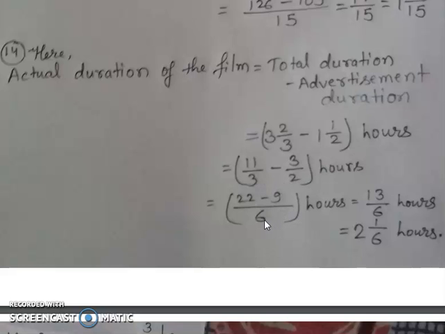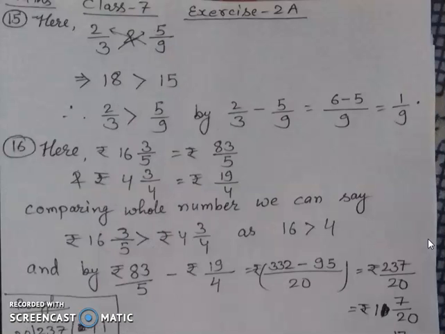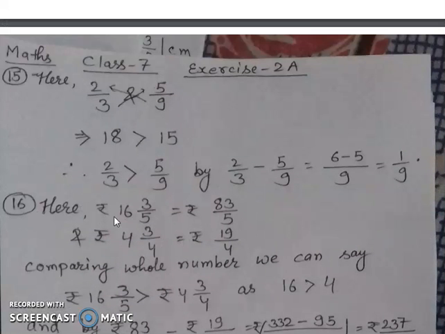Okay, and when 6 is divided by 3, it is 2, and 2 into 11 is 22. In the same way, when 6 is divided by 2, it is 3, and 3 into 3 is 9. So 22 minus 9 is how much? 13. So 13 by 6 hours, and since it is improper, we changed it into mixed. So 6 2s are 12 and 1 remainder. So 2 1 by 6 hours becomes the answer. Okay. If you see the next question, it is 15 number.